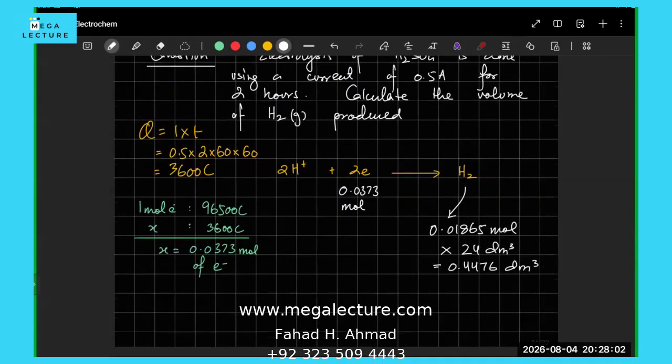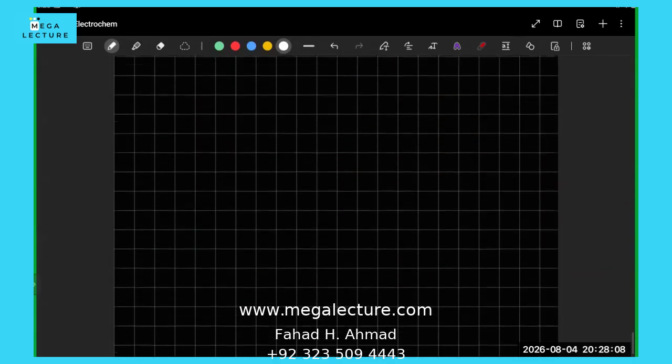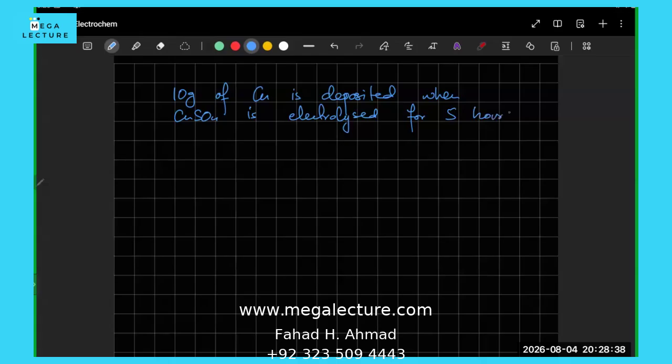You can do that conversion. ठीक है? So for example, अच्छा you try and do this question कि 10 grams of copper is deposited when copper sulfate is electrolyzed for 5 hours. Calculate the current used.